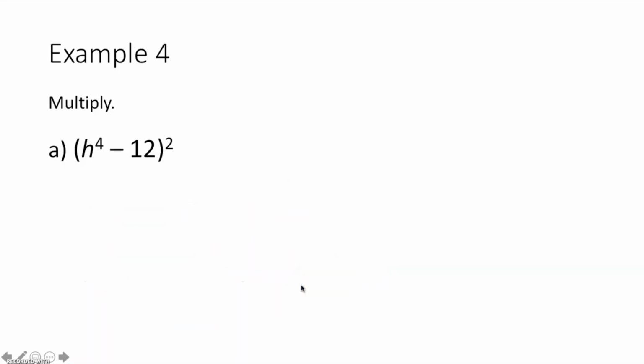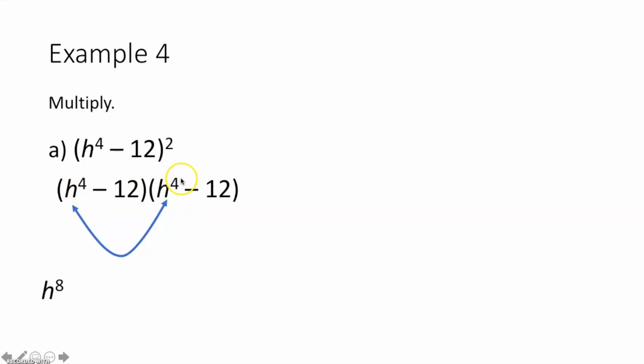Now let's say you forgot that. You could always just FOIL. Multiply the first terms together. So h to the 4th times h to the 4th is h to the 8th. When you multiply like bases, you add the exponents.